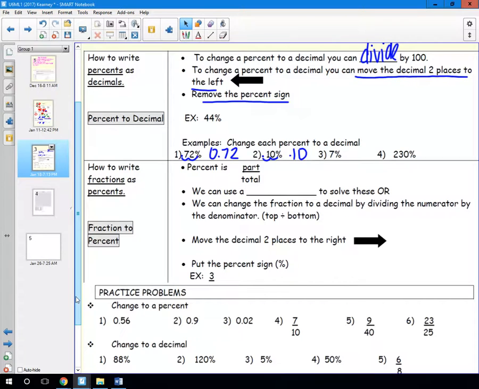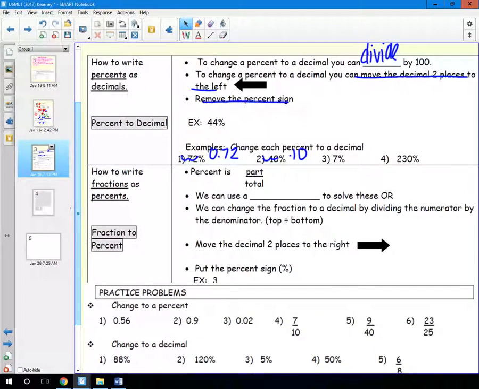And our very last section, and I know that this was actually something that was probably super important for us to know on this benchmark. So this is a really good reminder for us of how to go from a fraction to a percent. Okay? So we're trying to get from a fraction to a percent. So for me, I'm just going to remind myself that a percent is part out of the whole. Okay? So there are 2 ways we can solve this.